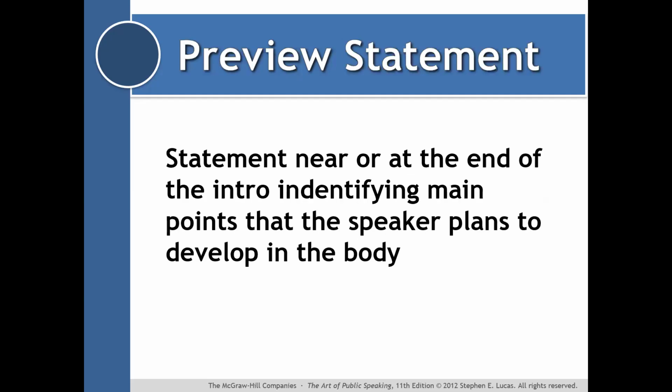A preview statement, I mentioned this in a previous chapter. A preview statement is essentially your central idea from your topic outline said out loud in the speech itself. That becomes your preview statement, and it needs to be in the introduction, and it is a single sentence that lists your main points, just like your central idea. So it's a statement near or at the end of the intro, identifying your main points that you plan to develop in the body. So for speech number 1, your main points might look something like, or your preview statement.